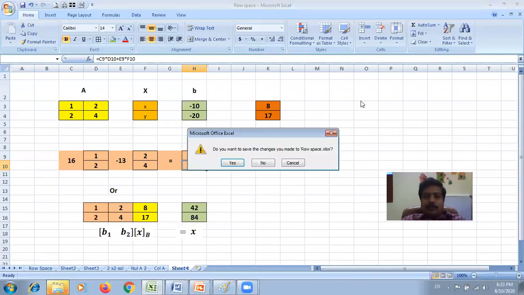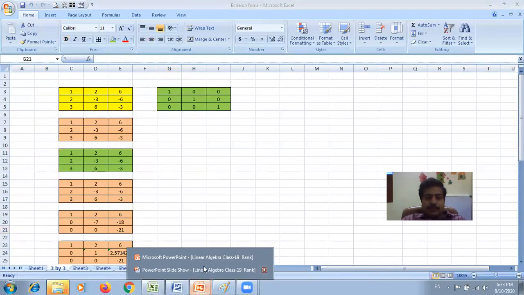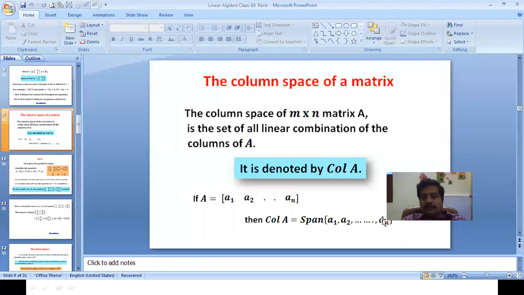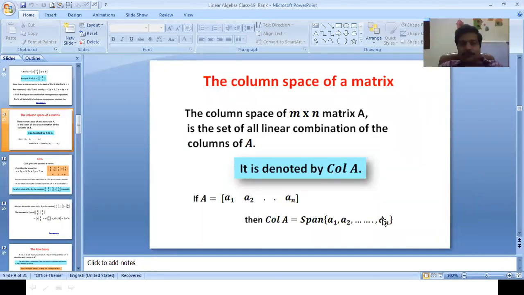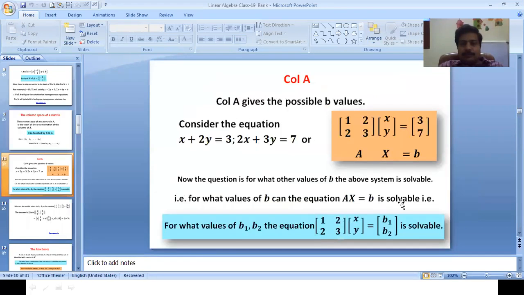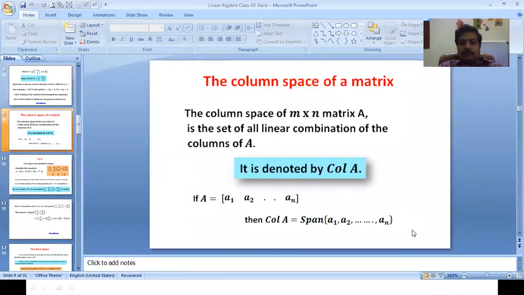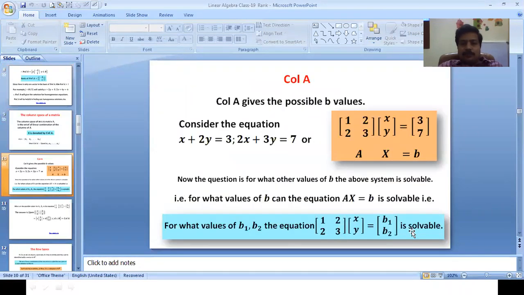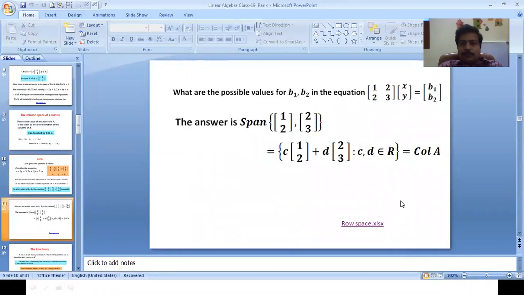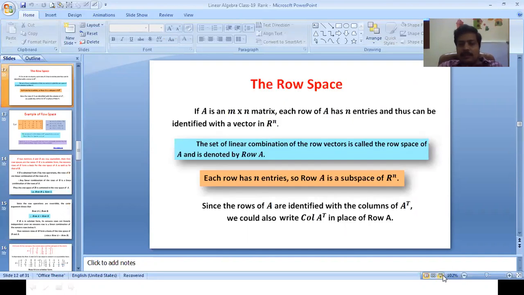So the column space of A will give us the values of B1, B2 for which the equations are solved. That is the importance of column space. Let us discuss today's topic, row space.